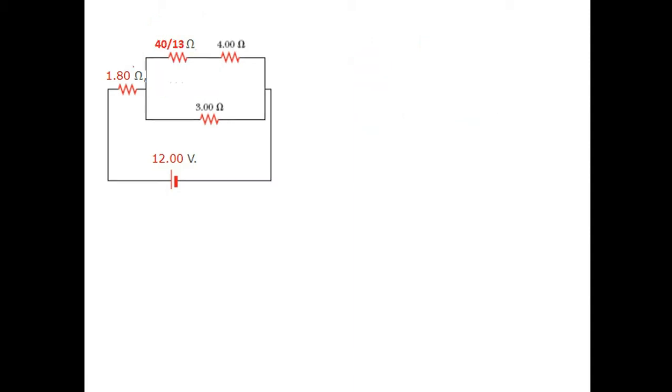In this video we are going to learn how to solve for individual currents through each of the resistors in a parallel and series combination of resistors. In this circuit we observe that this 8 ohm and this 5 ohm resistor are in parallel. In parallel, 1/R equivalent equals 1/R1 plus 1/R2. So 1/R equivalent equals 1/8 plus 1/5, and that is 40/13 ohms.